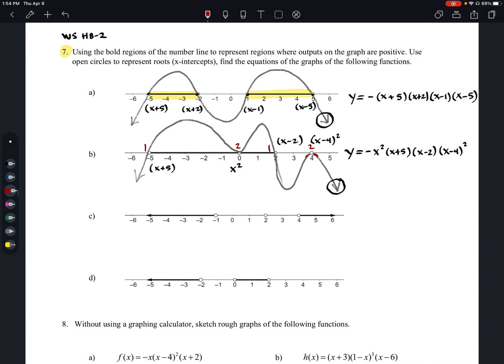Let's look at C. With C, notice we've got the arrow on the end here. That means it's going up forever to the left, because it's bolded. So we know we're starting up here. We're going to hit here, and then be underneath. We have to hit the x-axis here again, and we need to come back down. And then we need to go through and come back up on the other side.